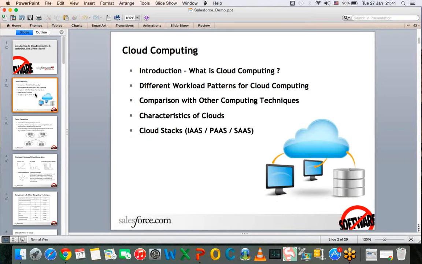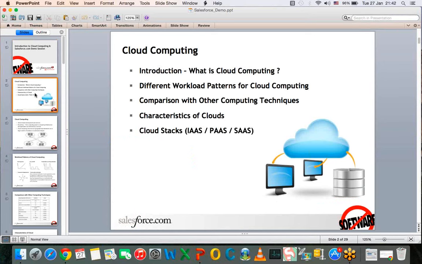In the first slide, we're going to discuss what exactly cloud computing is and what the different workload patterns are for cloud computing, and how good cloud computing is compared to other computing techniques. We will also discuss the characteristics that make up the cloud. Whenever you say cloud computing, it could be IaaS, PaaS or SaaS. So what makes it a cloud? There are some characteristics, and we're going to discuss that.